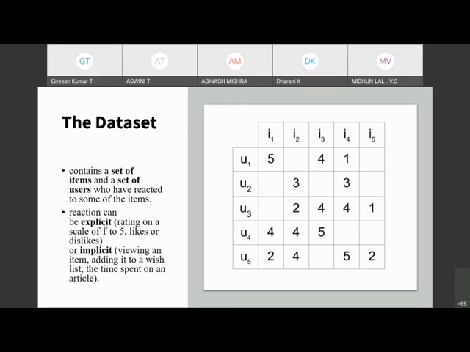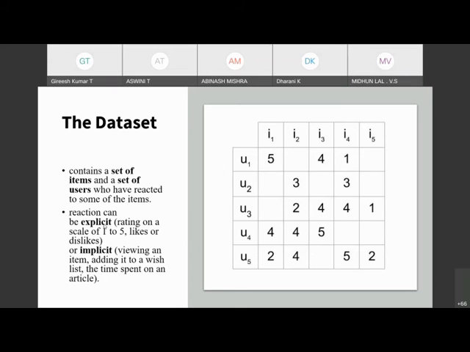For example, you see some items and like an item, and automatically you put it into the cart in Amazon or maybe any other website. That is one type of implicit reaction. So we have implicit reactions and explicit reactions.